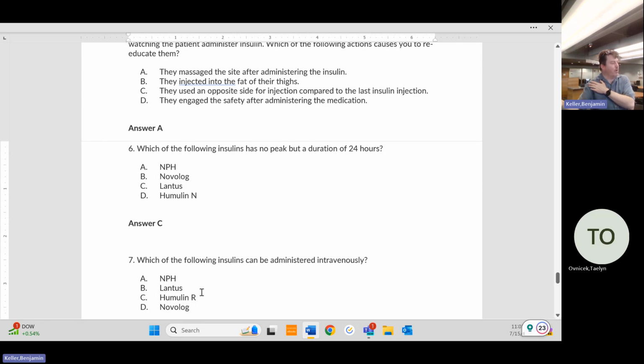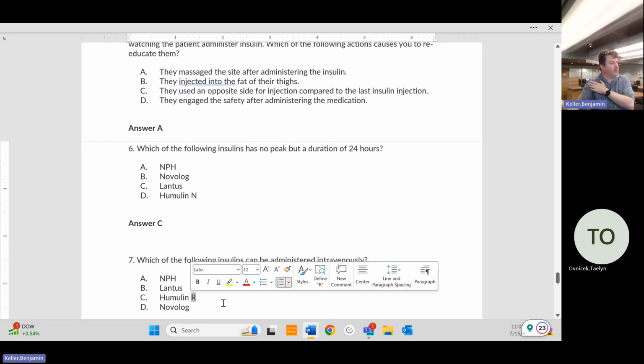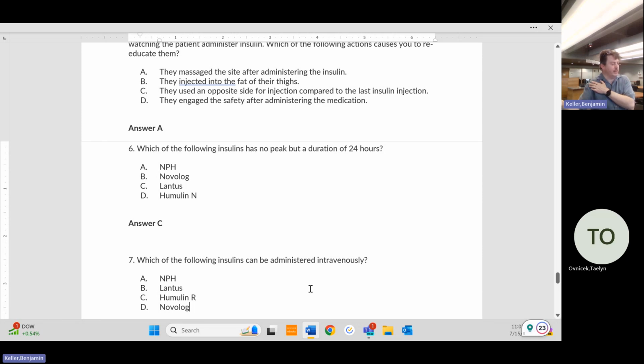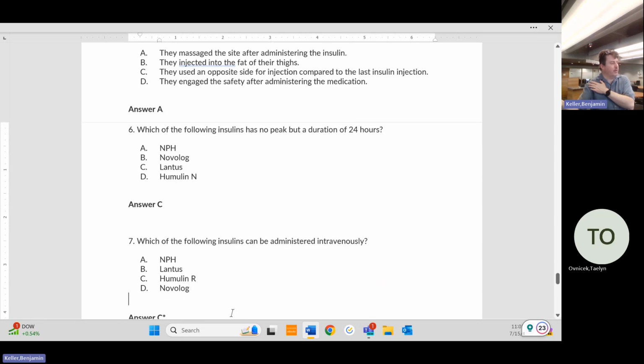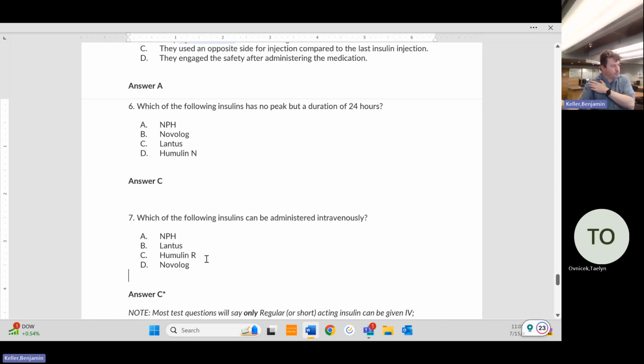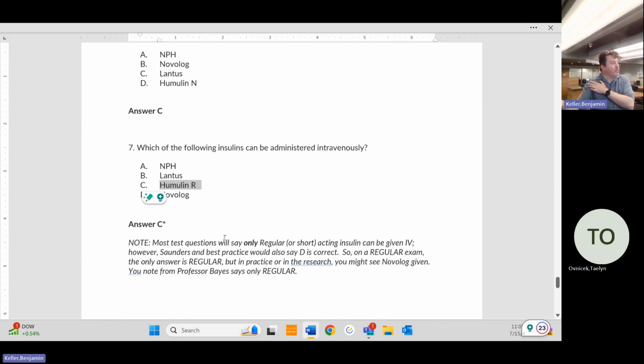What about Humulin R? Let's see, R is regular. Can we give regular insulin intravenously? Yeah, that's what we're supposed to do. And what about Novolog? Novolog's got that log at the end of it, so that's short acting. It's rapid acting, rather. The answer here is C is the best answer. But most test questions will say that only regular or short-acting insulin can be given IV.